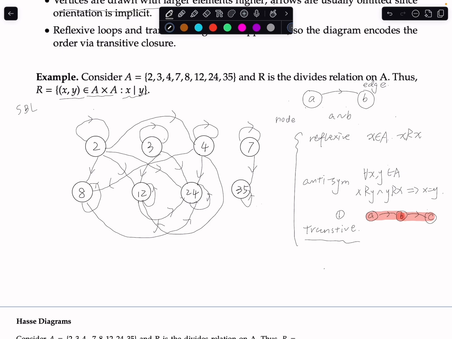Back to this problem, we can get rid of all the duplicated edges implied by transitivity. We can also get rid of all the loops on each of the nodes, since a poset is reflexive, so each element is always related to itself.